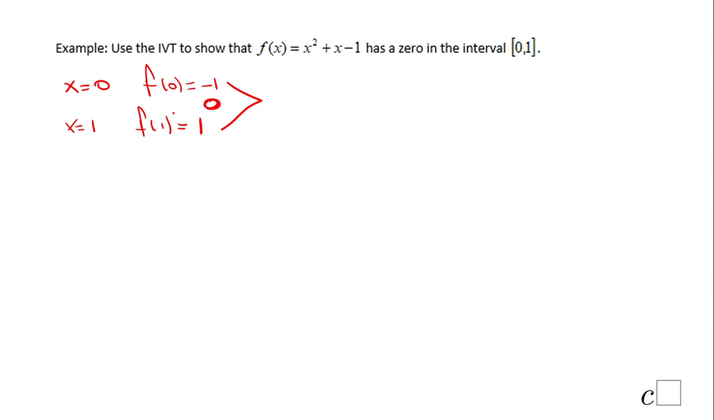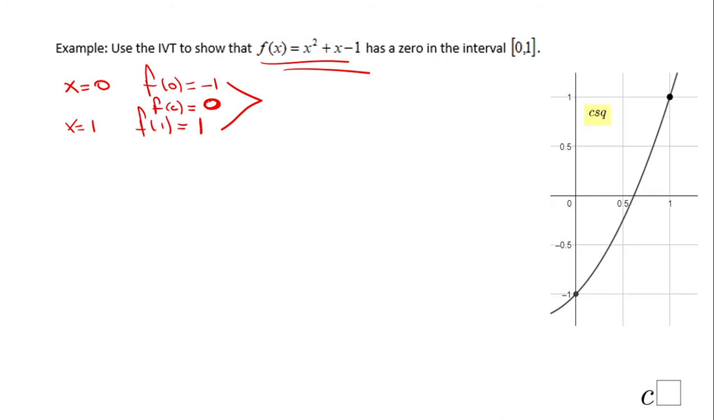There should be a c such that the function will be 0. Why? Because this function f of x is continuous. Very important. The function needs to be continuous. So there is one c, and IVT doesn't tell you how to find it. You have to find an algebraic way or a numerical way. In this case, you see the graph here, and as I said, there is a moment here where the function is 0. How do you find it? In this case, you can use a graphing calculator and find that using the menu on the graphing calculator.